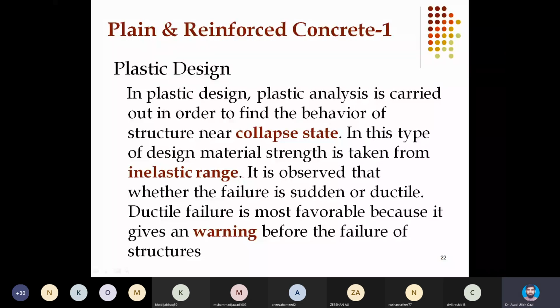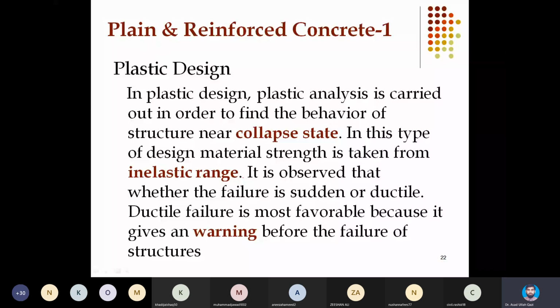However, in new construction, in new design, we normally perform ultimate strength design, in which analysis will be elastic and design of the cross section will be based on the inelastic range of the material strength. So full material capacity will be utilized while making the design based on elastic analysis. And forces based on elastic analysis will be exaggerated by using load factors.